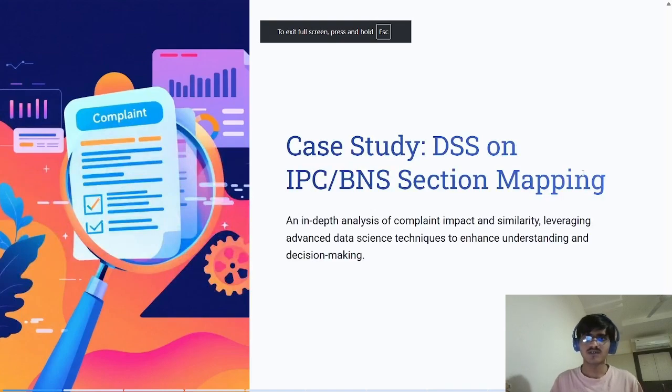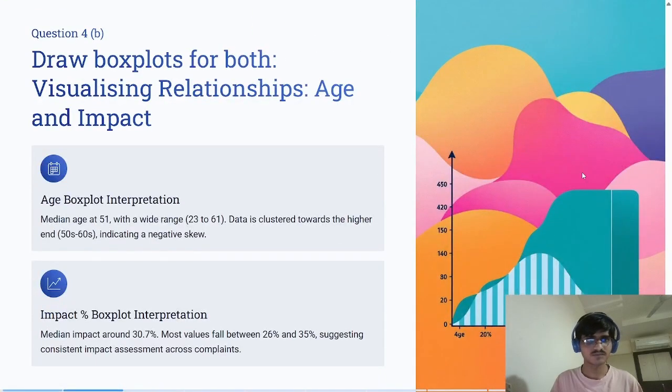Hello everyone. Now let's start with the remaining section of question 4, the B part of question 4. It talks about drawing box plots for visualizing relationships, age and impact. And we have a box plot for that. Median age is 51 with a wide range, 23 to 21.